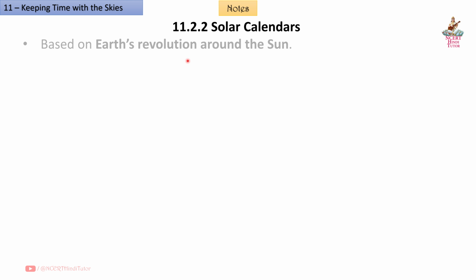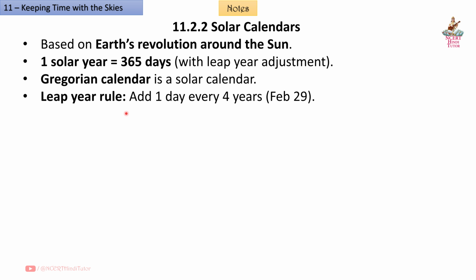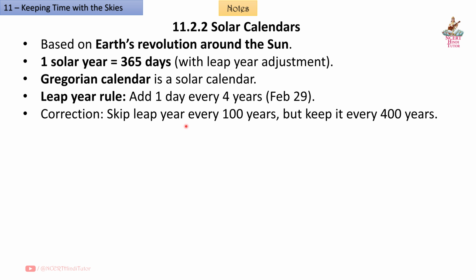11.2.2 Solar calendars. Based on Earth's revolution around the sun. One solar year equals 365 days with leap year adjustment. Gregorian calendar is a solar calendar. Leap year rule: add 1 day every 4 years, February 29. Correction: skip leap year every 100 years but keep it every 400 years.